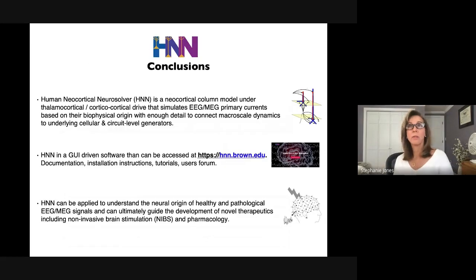Okay. So that brings me to my conclusion slide. HNN is a neocortical column model under thalamocortical and cortical drive. It simulates the primary currents underlying EEG and MEG signals based on their biophysical origin, but with enough detail to connect these macro scale dynamics to the underlying cellular and circuit level activity. We have a website where we're distributing the software and tutorials of use for some of the most commonly measured signals. And hopefully I've convinced you that HNN can be applied to understand the neural origin of both healthy and pathological EEG and MEG dynamics, and can ultimately guide the development of novel therapeutics, including non-invasive brain stimulation and pharmacology.